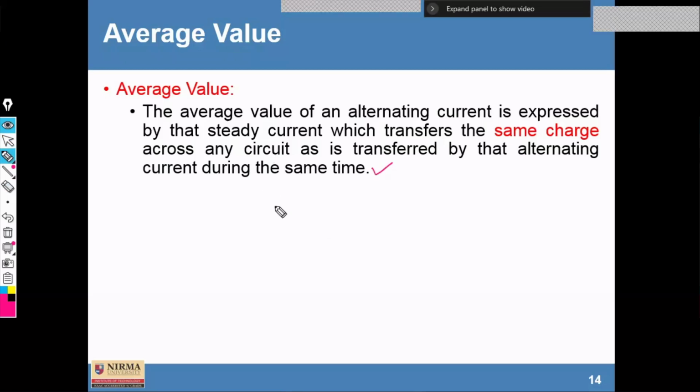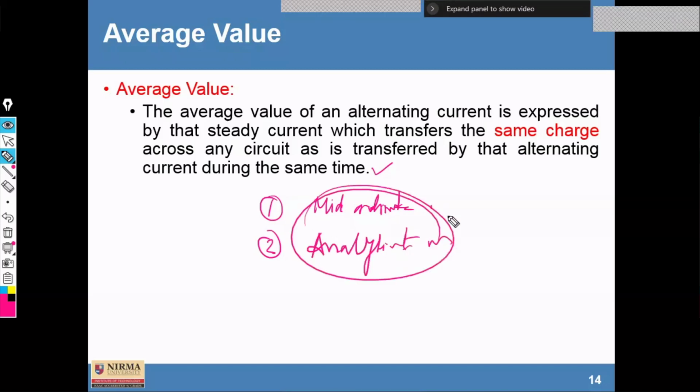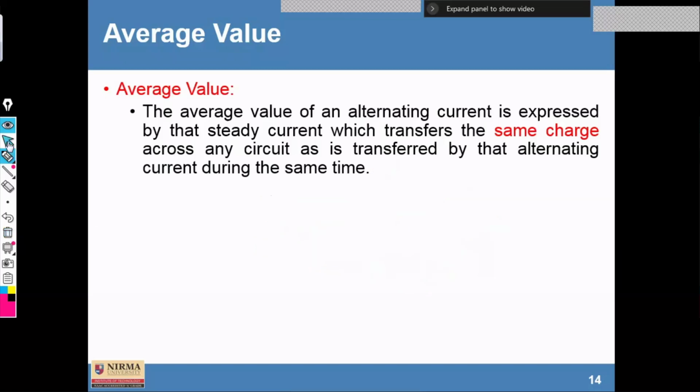Fine. So average value, there is a definition. Also we can define and we can prove it with the help of two different methods. One is mid-ordinate method and another is analytical method. Fine. So again, these methods, what we are going to discuss in the next lecture. Fine. So the definition of average value is again very simple to understand.